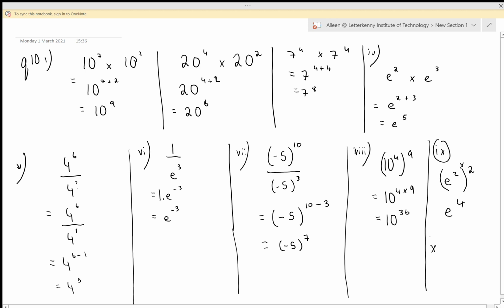And the same for the very last one. E to the power of 5, all to the power of 5. That's e to the power of 5 times 5, which gives you 25. Okay, and that's question 10.